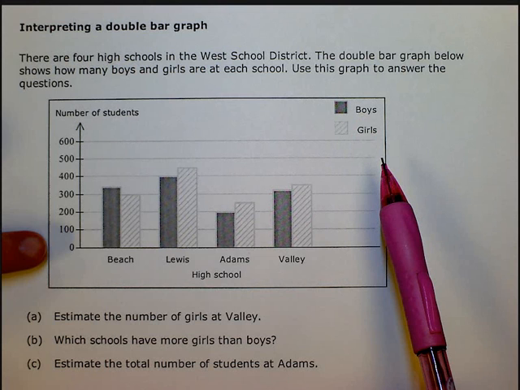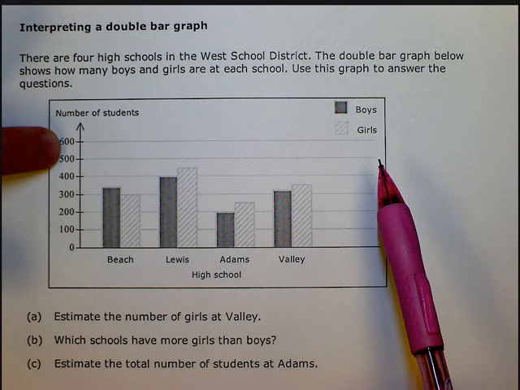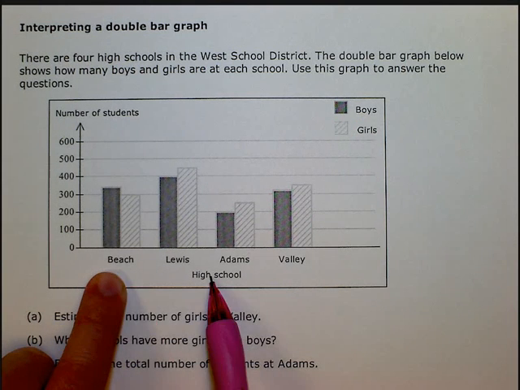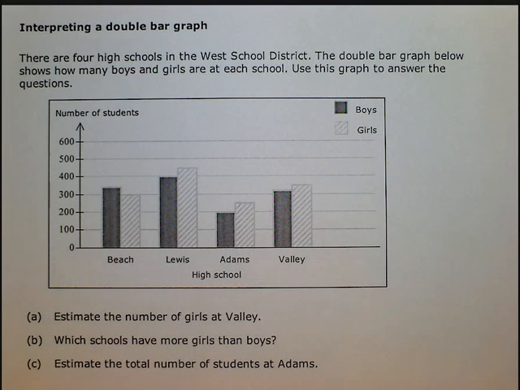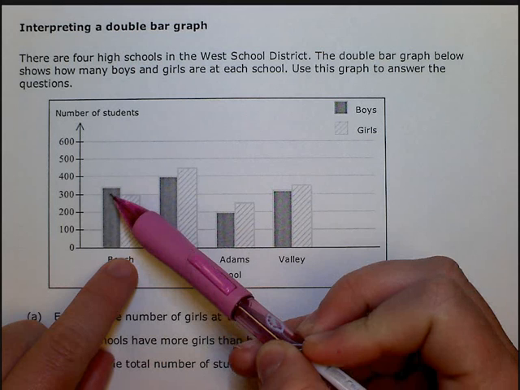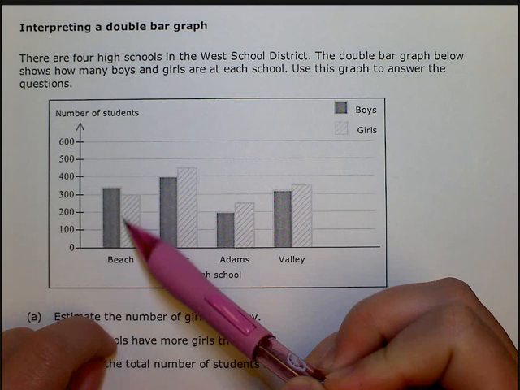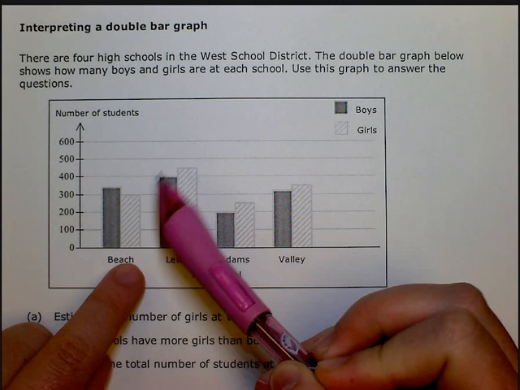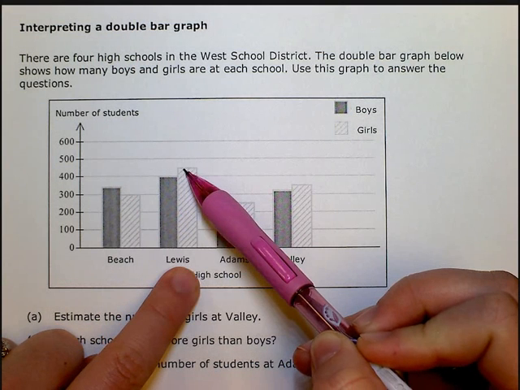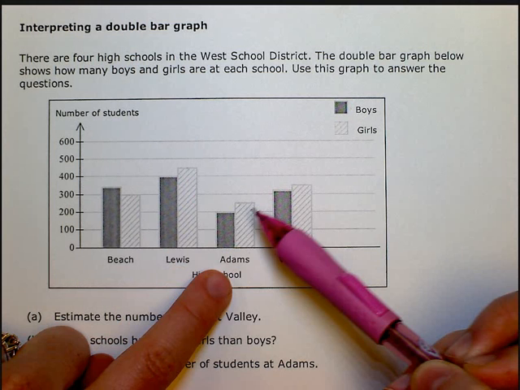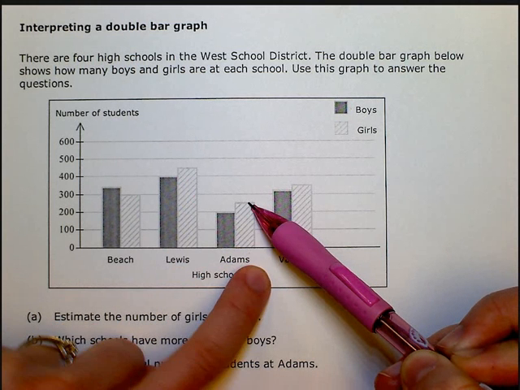Here on the y-axis, this is the number of students, and these are the different high schools: Beach High School, Lewis High School, Adams High School, and Valley High School. Okay, so here Beach has, I don't know, maybe 340 boys because it's gray and about 300 girls. Lewis has about 400 boys and about maybe 450 girls. Adams High School has about 200 boys and about 250 girls.